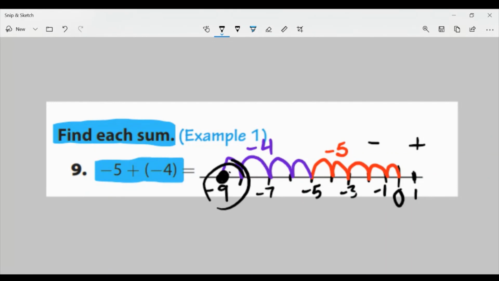If you need to use the number line, go for it. If you can just see it and say, okay, they're both negative and I'm adding them together, I'm going to add them and keep the sign, that's fine too. Eventually, you guys are all going to work yourselves up and be able to do that. And I know you will.